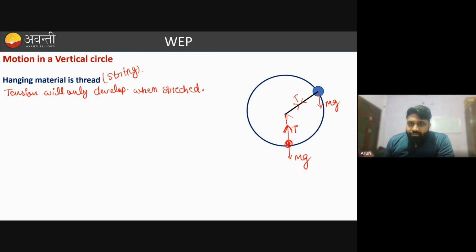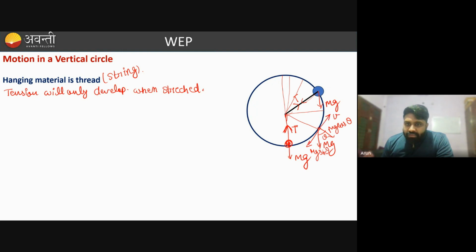But when you move up in the circle and when you are rotating in the circle, what will happen? If you see this tension force, it is resisting this mg force. Now, here the mg force will act downward, and let's say this angle is theta, so it will become mg cos theta. Okay, and there will be a perpendicular component along the tangent. It will be mg sin theta.